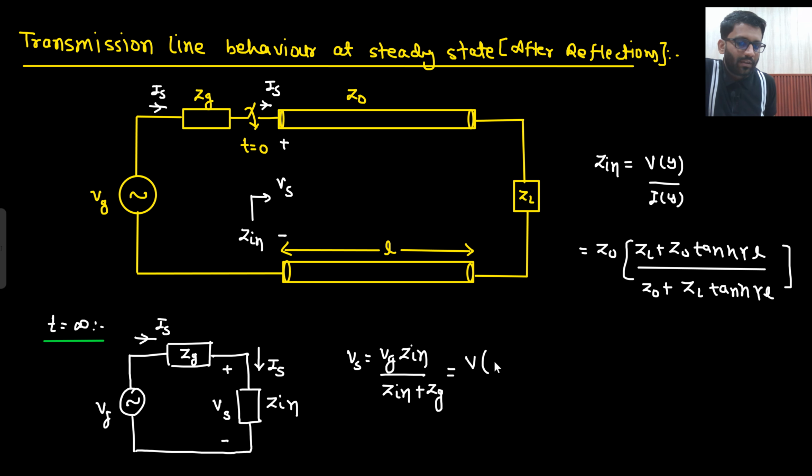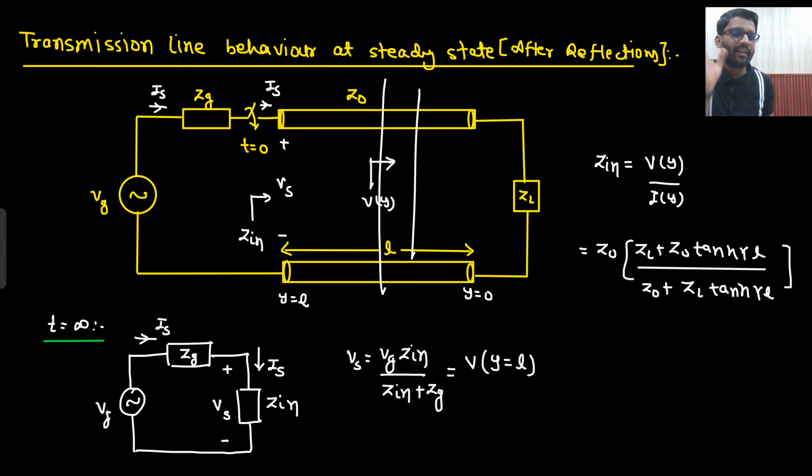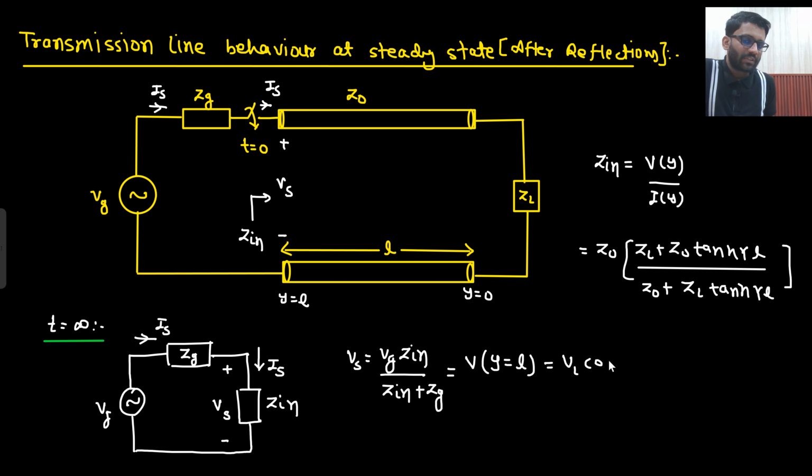This is your Vy, but y equals L, because this is your y equals 0 and this is your y equals L. What was your Vy? Vy was the voltage on the transmission line at any random point. Now I am saying that the voltage on the transmission line at y equals L is Vs. So that will be equal to Vy at y equals L. What would that be equal to? Do you remember the formula? VL cos hyperbolic gamma y.